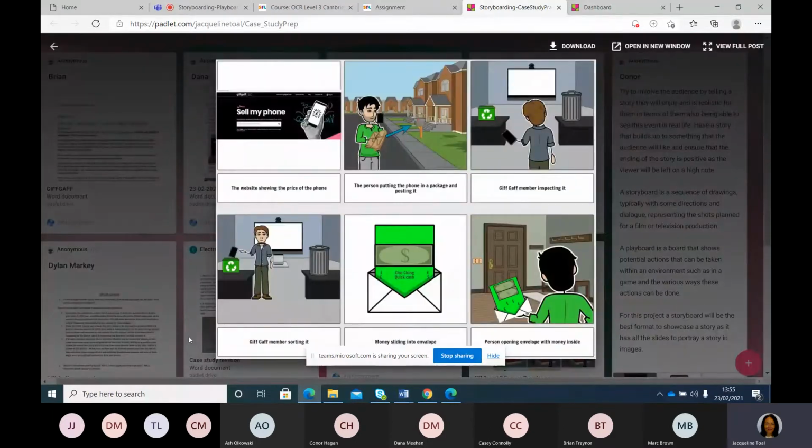So Jack, if you want to take me through your idea there. Yeah, so my idea is basically just showing the process of how someone would send their phone away.